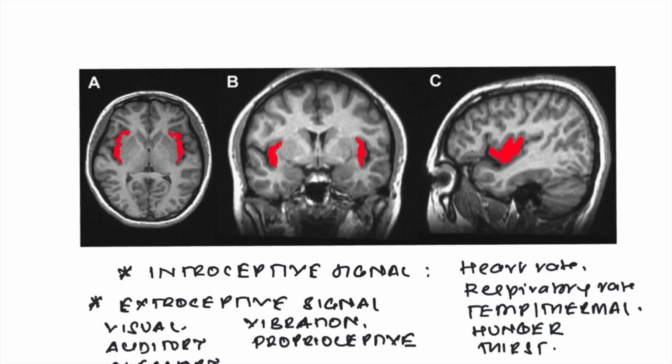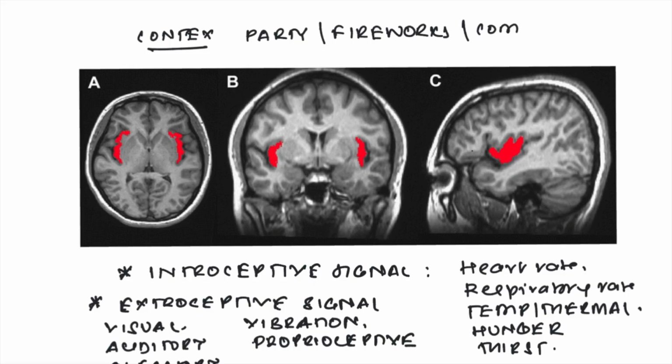Then we are also going to talk about something called context. Context basically means the context in which these signals were elicited, right? So the context can be you are in a party, right? The context could be you are watching fireworks. The context could be you are in a combat zone, right? So these are contexts which cause the interoceptive signals, right? So that is what context exactly means.